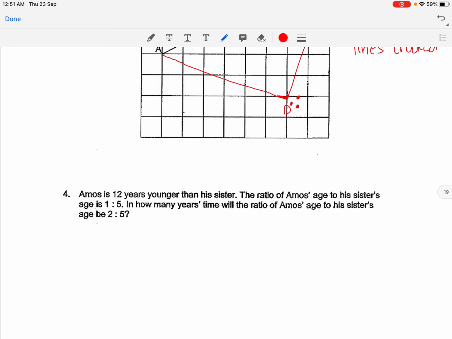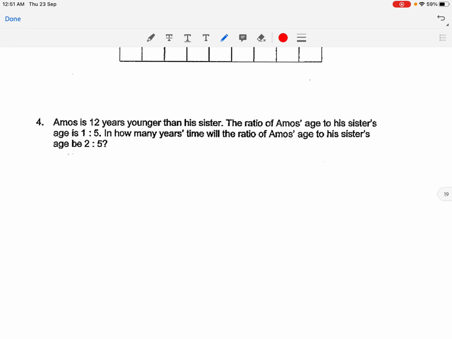Alright, question number 4. Amos is 12 years older than his sister. So the difference will forever be the same. If Amos is 12 years older now, 20 years later, 99 years later, 1000 years later, he will always be 12 years older. The ratio of Amos' age to his sister's age is 1:5. So Amos to sister is 1:5.